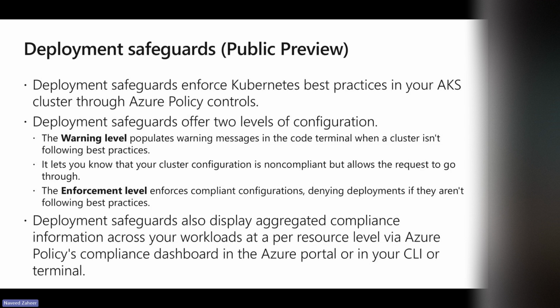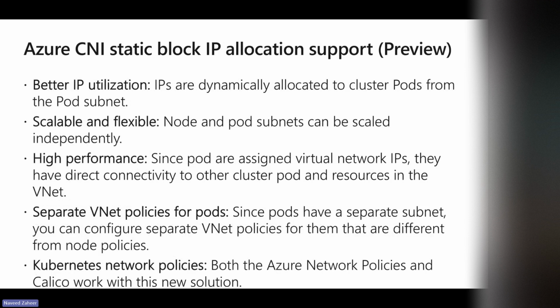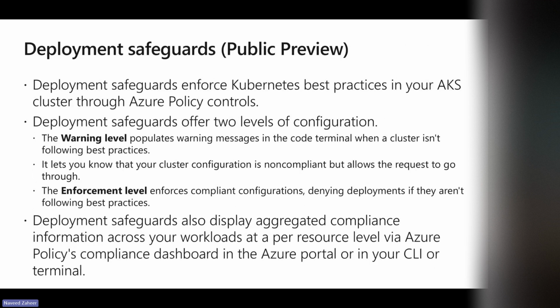Okay, so the next thing is the deployment safeguards. I think this is a very important feature as well. And by the way, I just want to clarify the first one, CNI static block IP allocation. This is in public preview. This one is also in public preview. We are going for the public preview first, and then some of the GA ones as well.